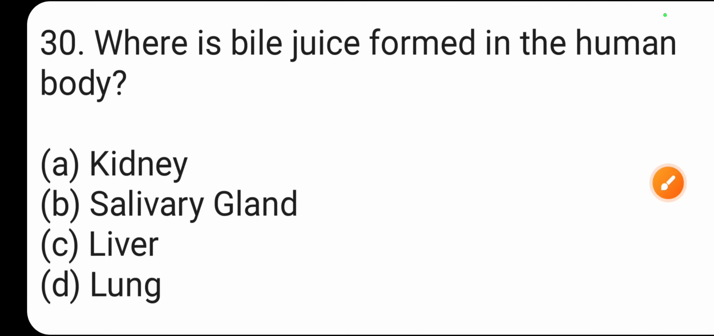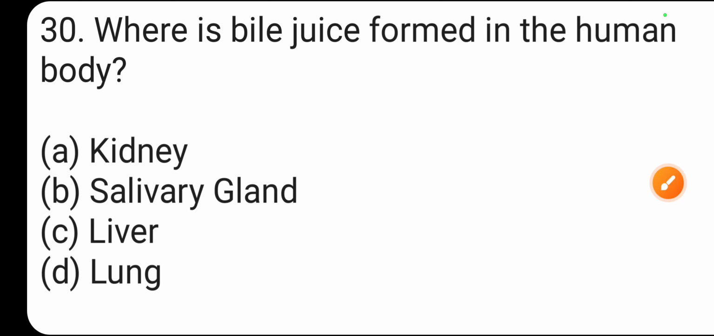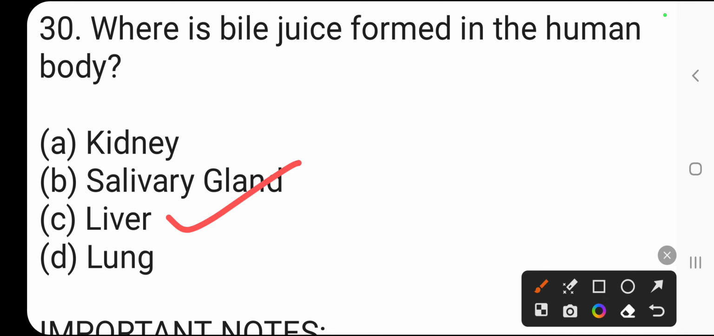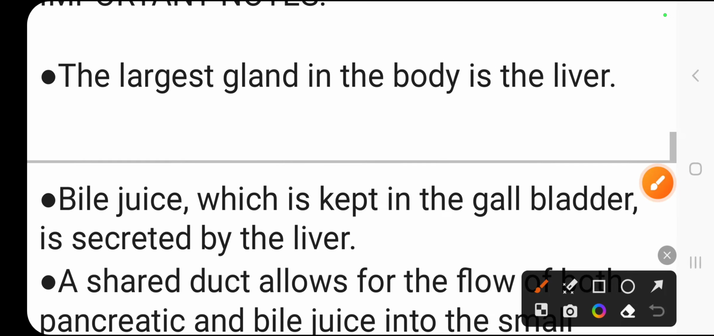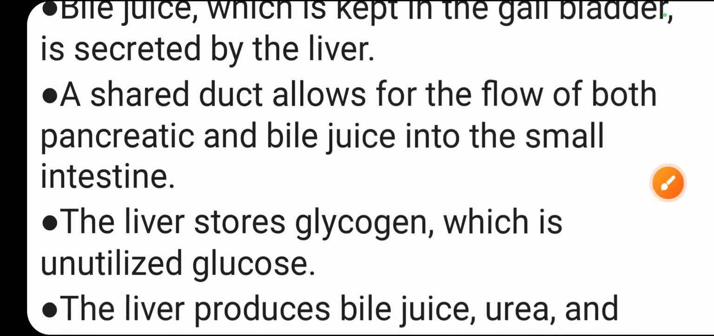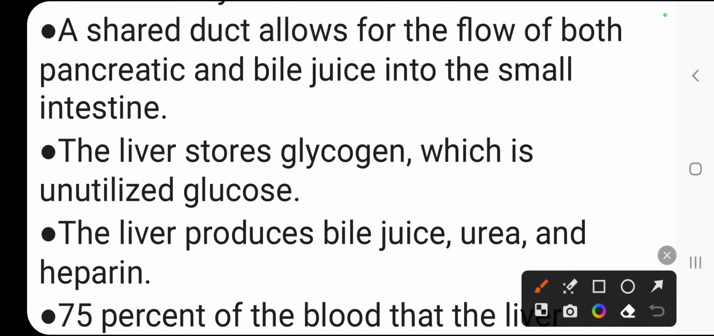Next question: where is bile juice formed in the human body? Bile juice is formed in the liver. C, liver. An important note here is that the largest gland in the body is the liver, and bile juice, which is kept in the gallbladder, is secreted by the liver. A shared duct allows the flow of both pancreatic and bile juice into the small intestine.